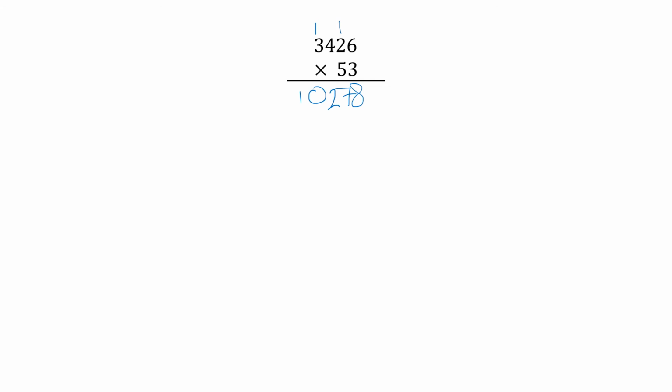And remember, when we start that second row of numbers, we're going to always start with a 0 first, so that our first number will line up right under the 5. So we'll start with 5 times 6. 5 times 6 is 30. We'll write down the 0 and carry the 3. 5 times 2 is 10. 10 plus 3 is 13. Write down the 3 and carry the 1.